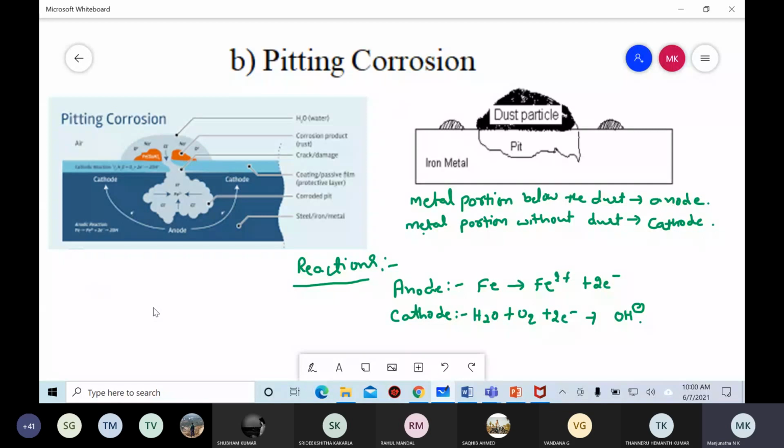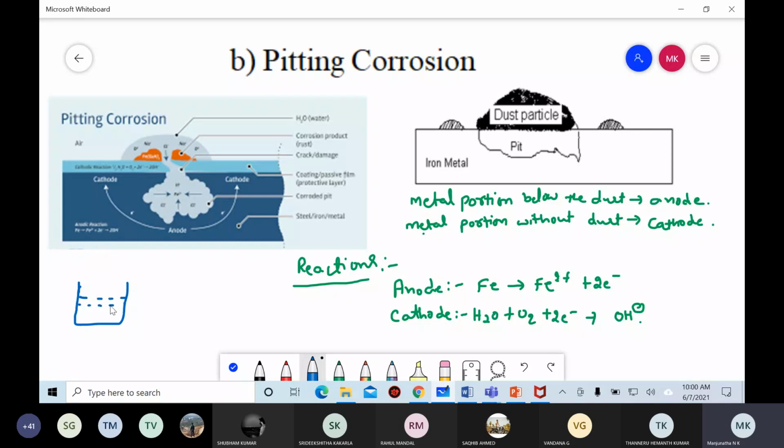Coming to another typical example of differential aeration corrosion, that is waterline corrosion. Waterline corrosion is generally observed in a partially filled steel or iron water tank. For example, consider this iron tank partially filled with water up to this level. The portion nearer to the water line is exposed to a lower concentration of dissolved oxygen. Therefore this metal portion acts as an anode and undergoes corrosion.